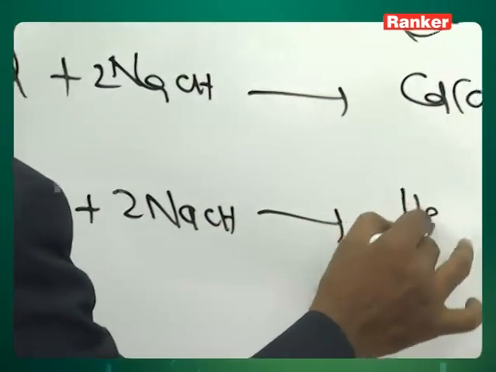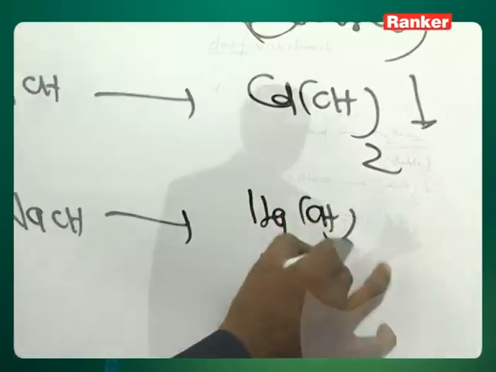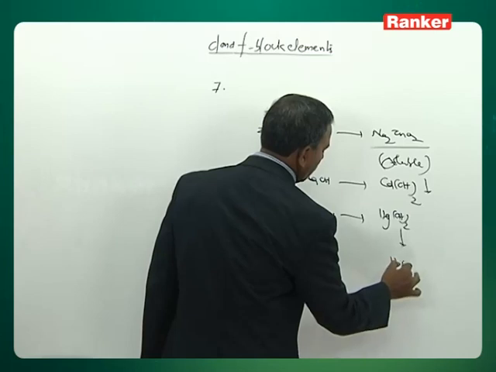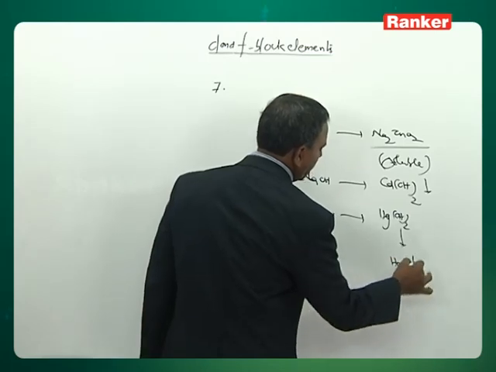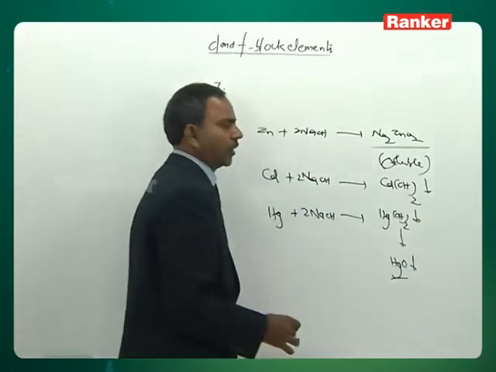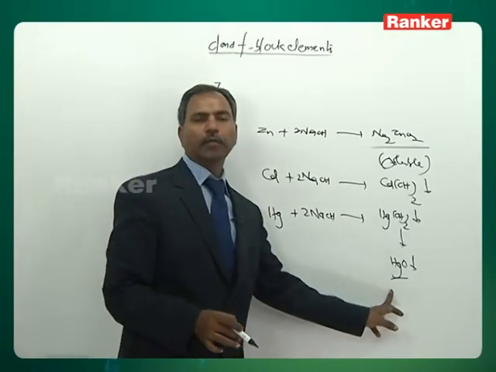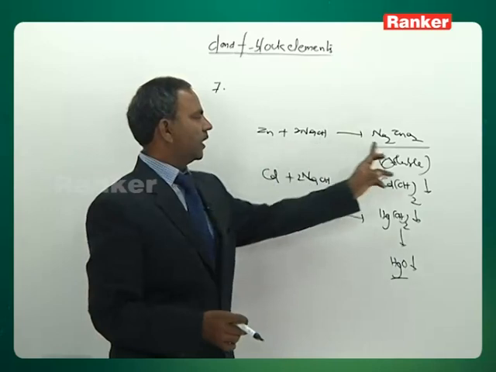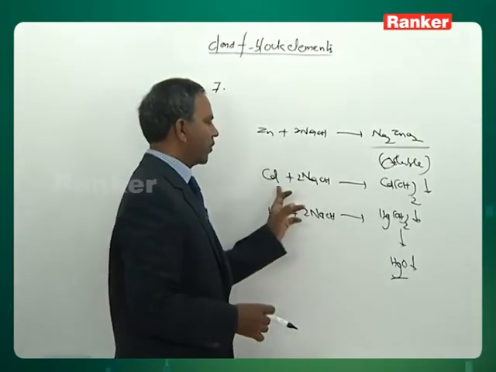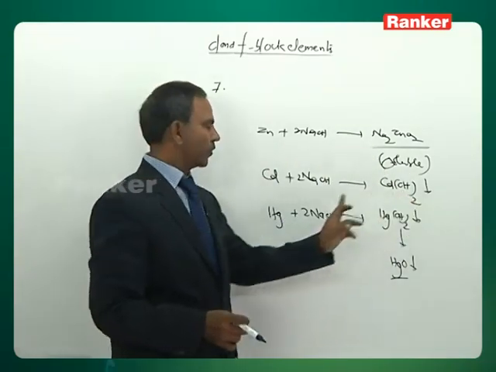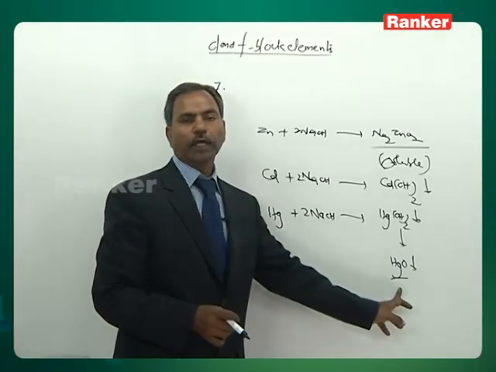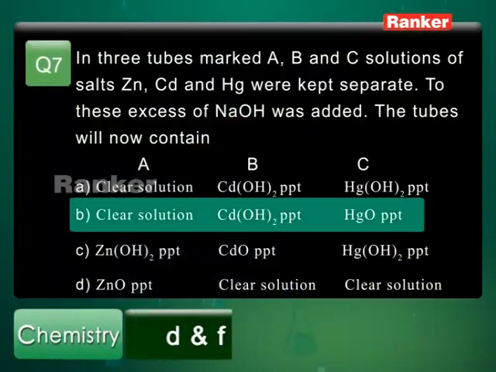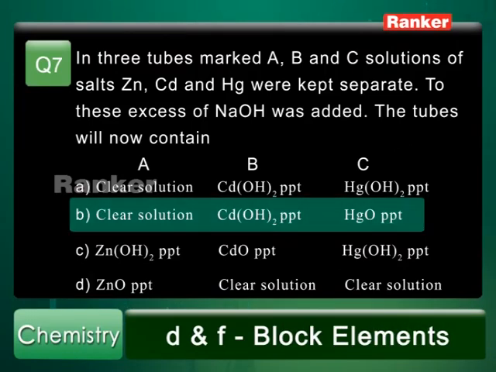Yes, you are getting first mercuric hydroxide. Mercuric hydroxide ultimately decomposes to produce what? Mercuric oxide. Therefore, for zinc a clear solution, for cadmium hydroxide precipitate, for mercury at the end you are getting mercuric oxide. Therefore, for this seventh question, option B is the answer.